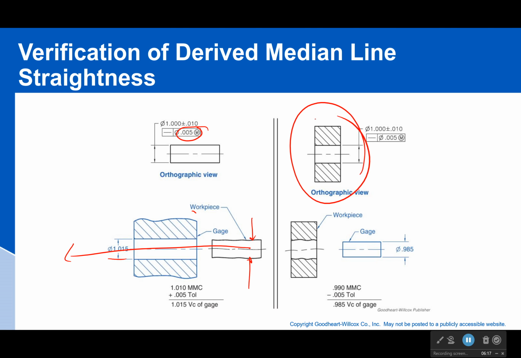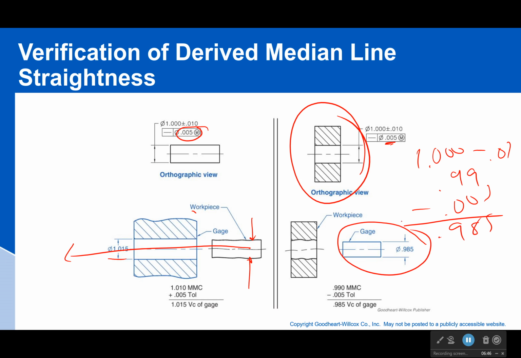For a hole, the virtual condition is the minimum size of that hole, because that's the most material, the smallest hole. So 1.000 minus 0.01, so that's going to be 0.99, and I would also subtract off my tolerance, minus 0.005, so 0.985. And I would have a gauge, which is a cylinder, which has extremely fine tolerances. That's a completely different course, but extremely fine tolerances. And if it can fit through your workpiece, then your workpiece has the proper straightness tolerance, so long as it didn't fail in the size category.